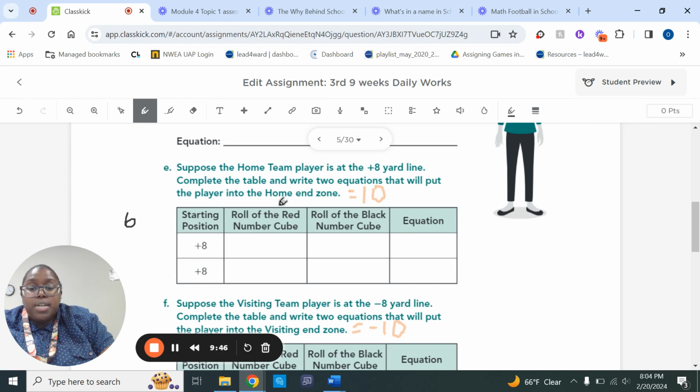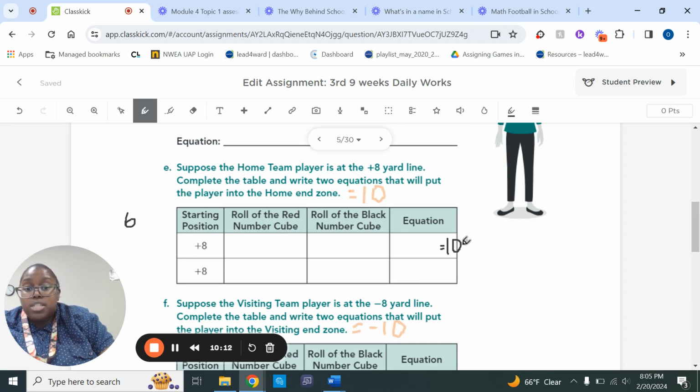Now, because I'm doing the home zone one, remember the visitor zone is negative 10. So you're going to have to change a little bit of what I'm doing to get something similar for the visiting end zone. So I need an equation that when solved from my starting position is going to get me either 10 or higher.